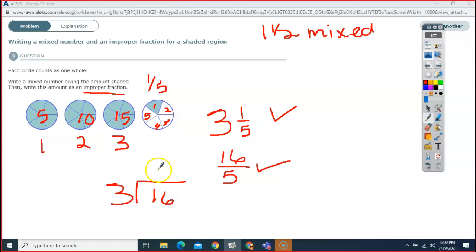So if you do, okay, wrong. 5 goes into 16 3 times. 3 times 5 is 15, and I have 1 remainder. That's where this thing comes in. 1 left over, 1 out of 5 cuts.